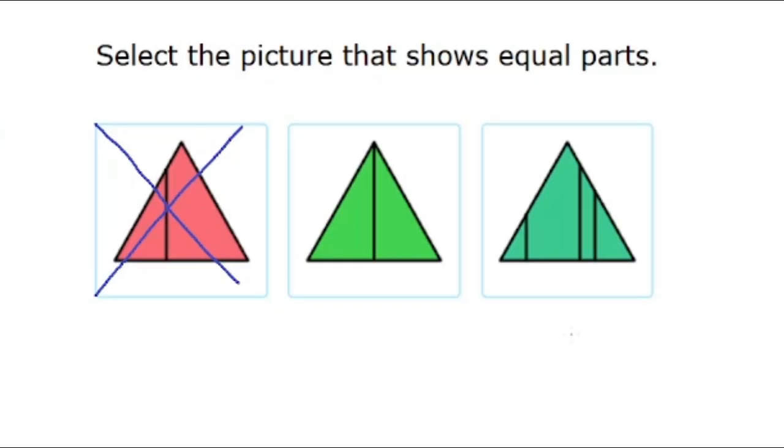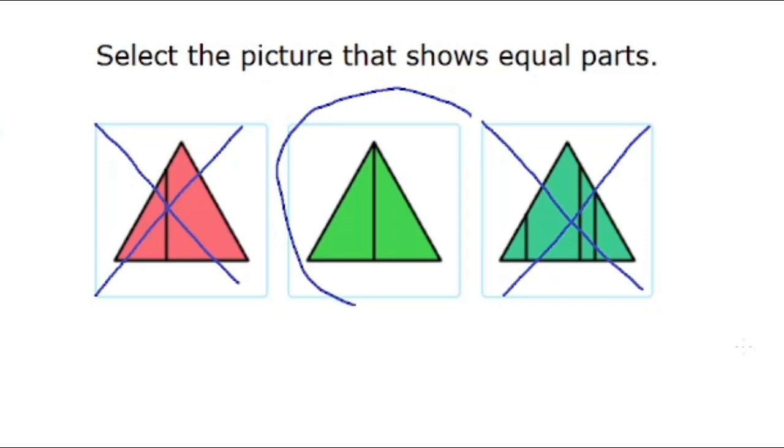So if you look at this one, you can see that this one is not divided into equal parts. So the parts are different sizes. So we could get rid of this one or eliminate it. So we know that the answer to the question, select the picture that shows equal parts, is this one.